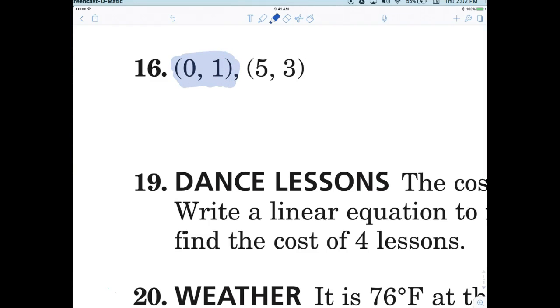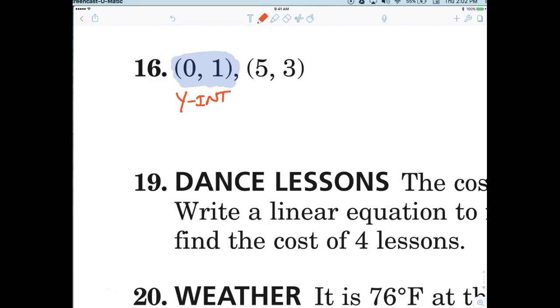Now, on 16, listen carefully. The reason why I highlighted that is because that is a special point. What is that point called? No. A parabola? No. Why is it the y-intercept? Yeah, because the x is 0. All right, which makes this problem particularly easy.